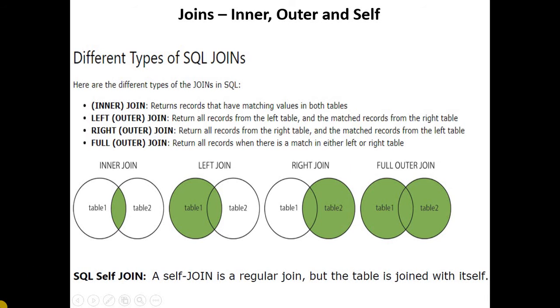Then SQL self join. Self join is a regular join, but the table is joined with itself. As the name indicates, self join means joining with itself. A table joined with itself is called a self join.